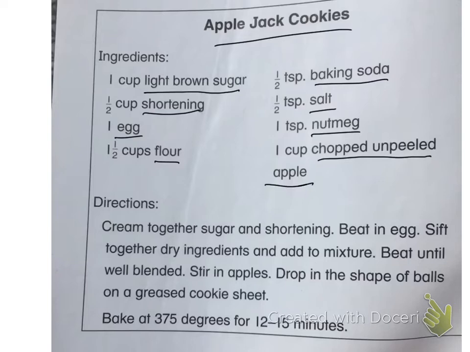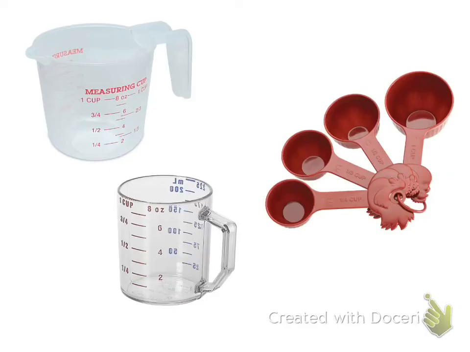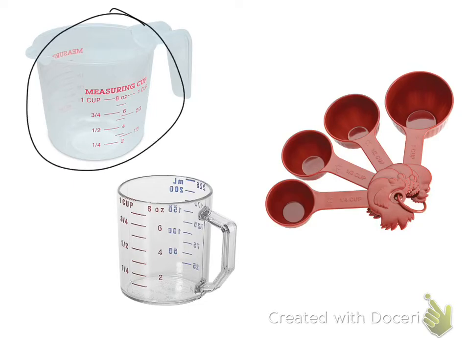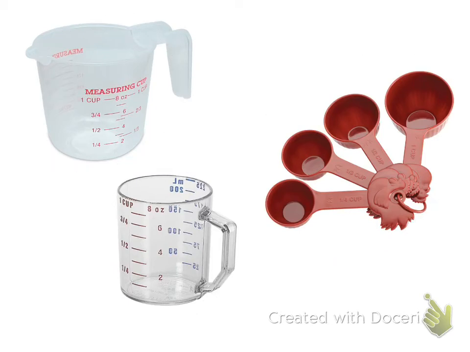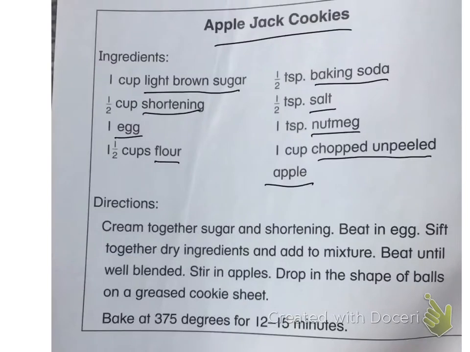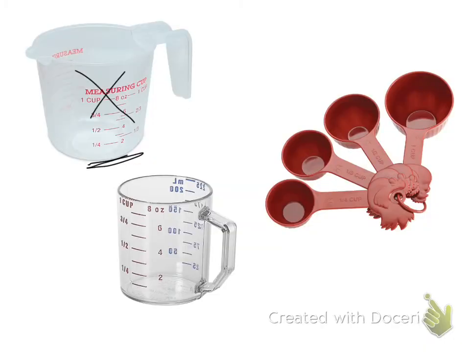Okay, so what we use are measuring cups and spoons. This first one is a liquid measuring cup. This is a dry measuring cup, but you can also see them like this. The liquid measuring cup we use when we're measuring liquids like water, milk, or oil. So if we look at my recipe, do I need this cup? No, because I'm not measuring any liquids. So I don't need this cup for today's lesson or for today's recipe.